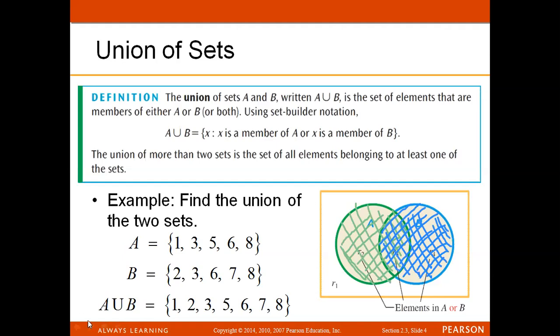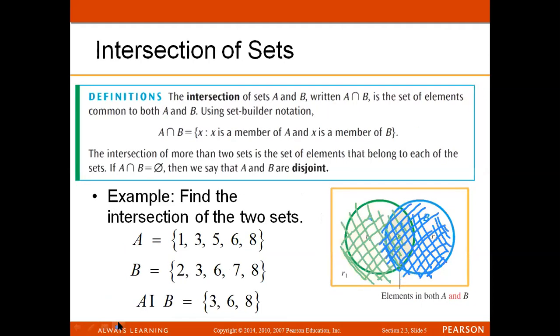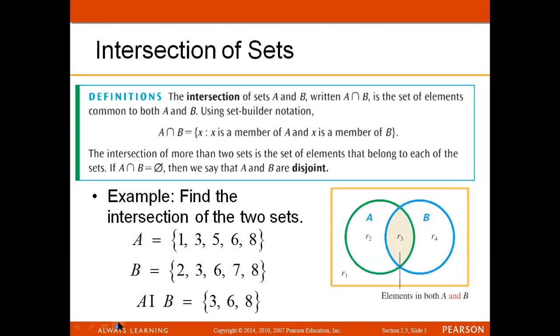In the next slide, we have the elements that are in A and also in B. So if you're in A and at the same time in B, then you're in this center overlapping region of the Venn diagram.